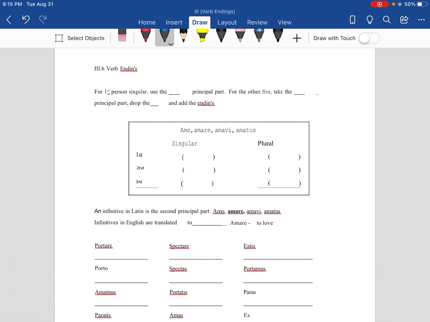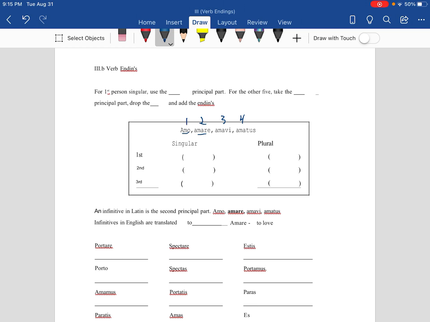Alright, so first off, most Latin verbs have 4 principal parts. First, second, third, fourth. Depending on the teacher you have, but I only start with the first 2 principal parts.